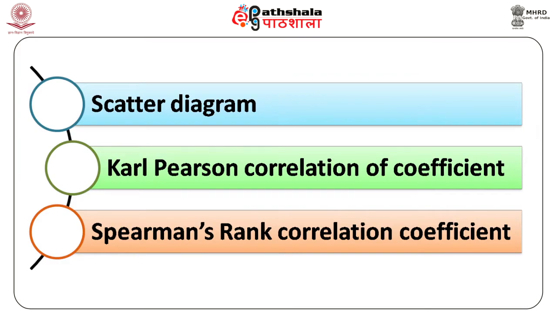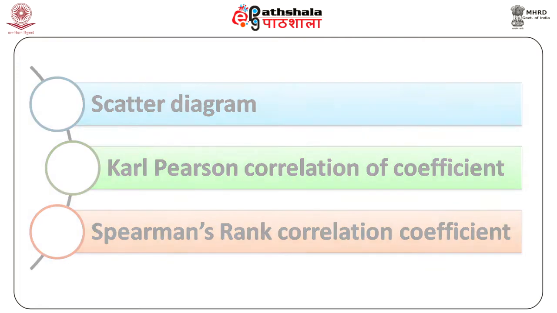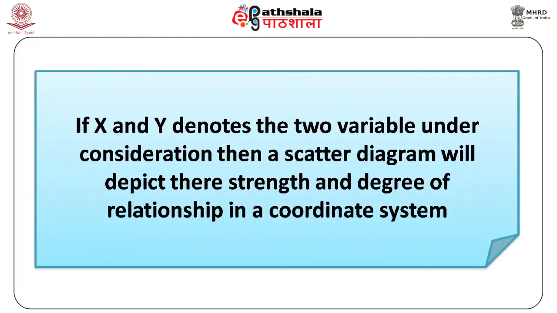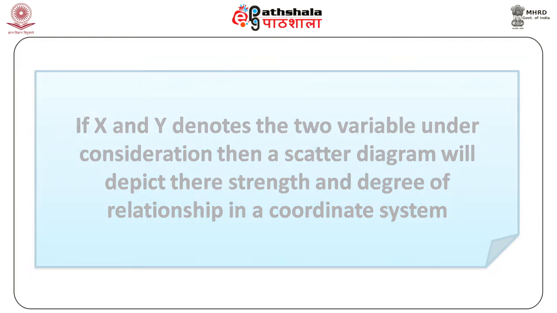There are three methods to determine the correlation of x and y: scatter diagram, Karl-Pearson coefficient of correlation, and Spearman's rank correlation coefficient. First is the scatter diagram. If x and y denote the two variables under consideration, then a scatter diagram will depict their strength and degree of relationship in a coordinate system.